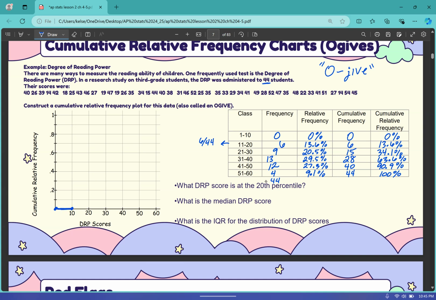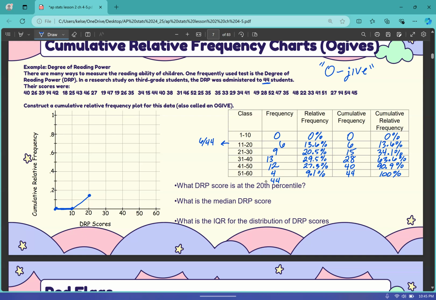Now our next class, which was 11 to 20, we had a cumulative relative frequency of 13.6%. So we go to the top of the class, which is 20, and we go vertically. We find where about 13.6 is going to be, kind of around here, and put a dot. Then you connect your line. You can use the side of your calculator or a piece of scratch paper to help you make a nice straight line.